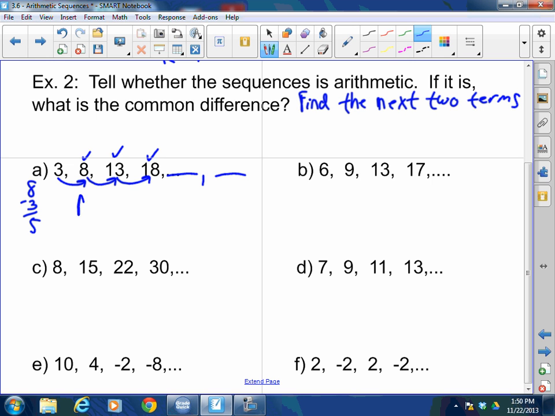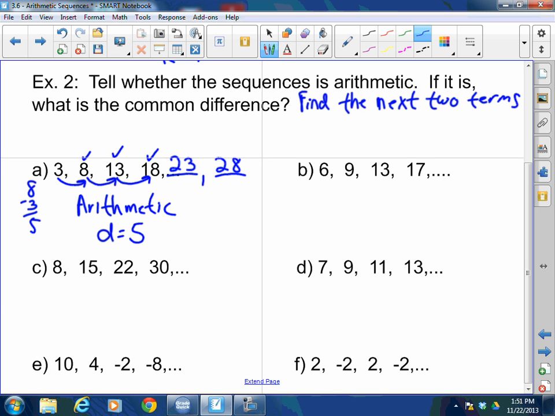So this is arithmetic for sure. My common difference D is 5. And what are the next two terms here, gentlemen? 23 and 28. Awesome. Great.